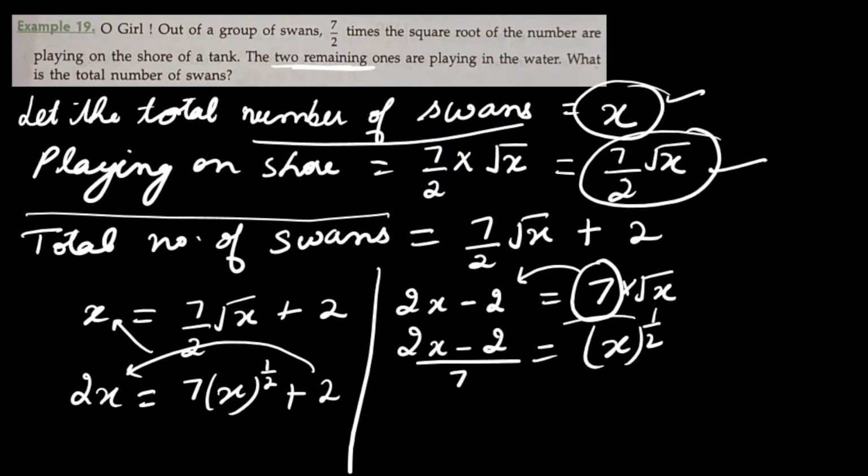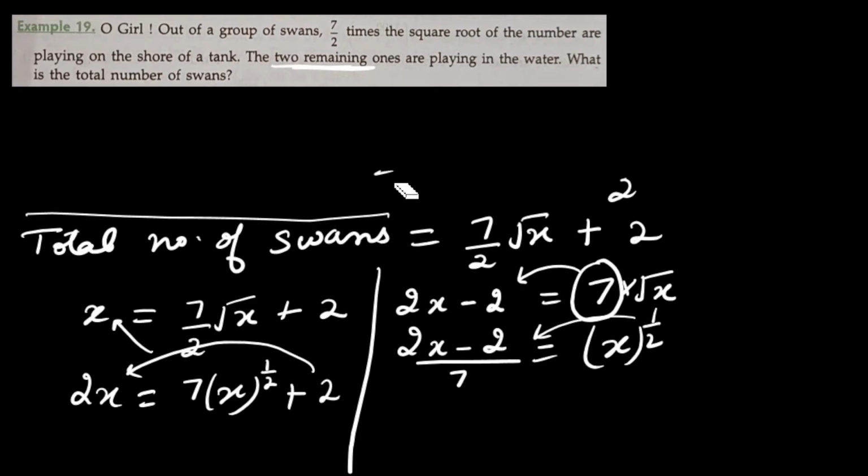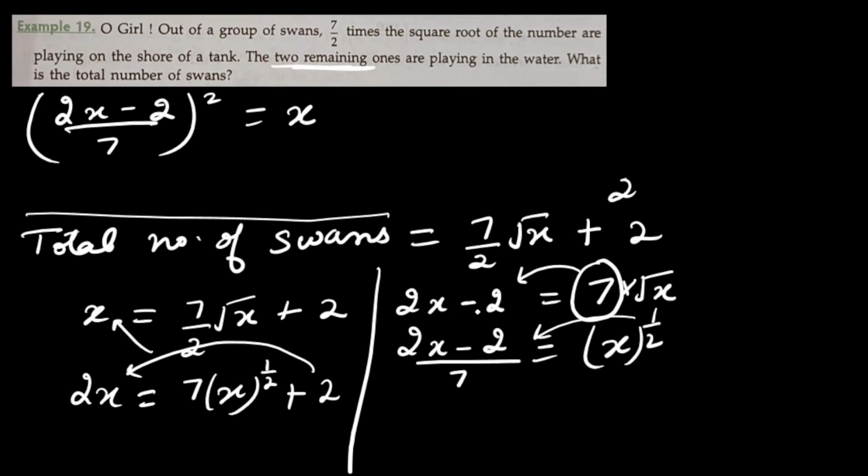Now when we shift the square root to the other side, it will become a square. So I'm just shifting the square root to the other side. So what will I get then? I'll get 2x minus 2 by 7 whole square, and this is equal to x. This is what I am going to get, because we wanted to finish the square root and get a quadratic equation. So that's why I have done the full arrangement. First of all, I just kept the square root term on this side by shifting 2 to the other side.